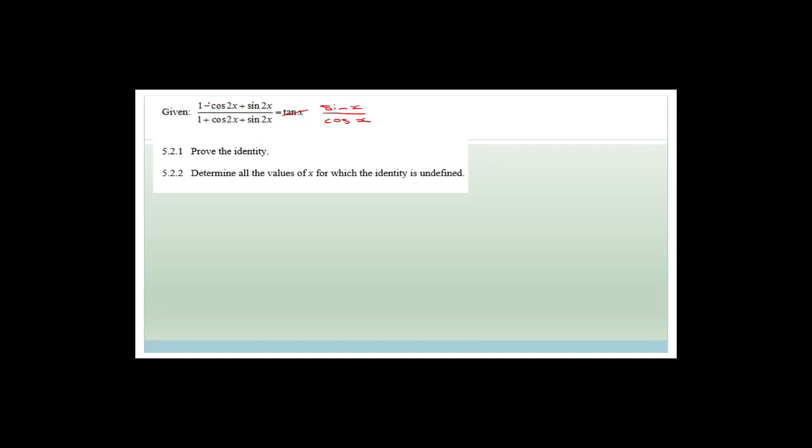Okay, the only other thing I'm seeing here is that this is 1 minus cos 2x plus sine 2x, and this is 1 plus cos 2x plus sine 2x. But other than that, I'm not seeing much.